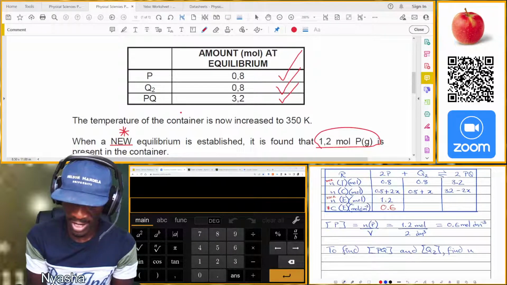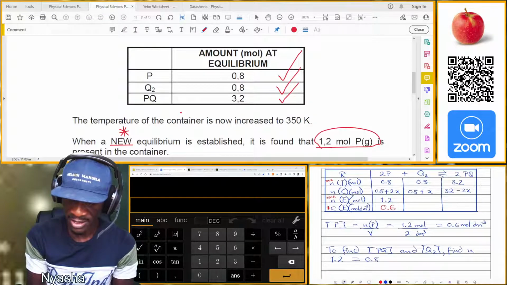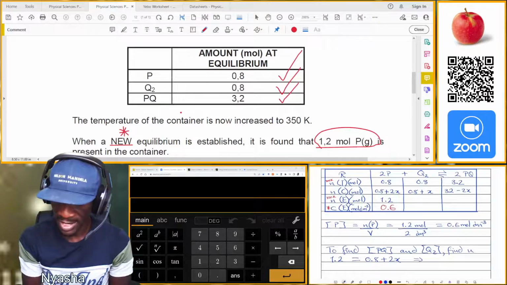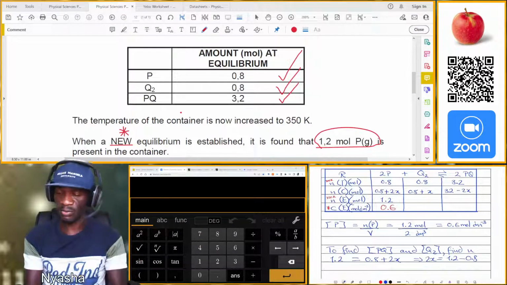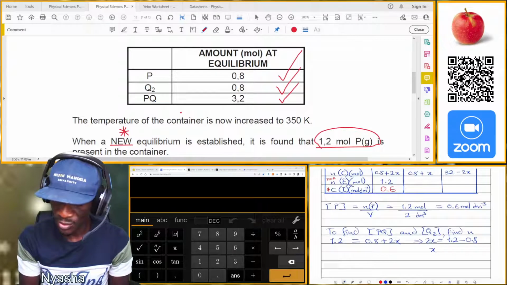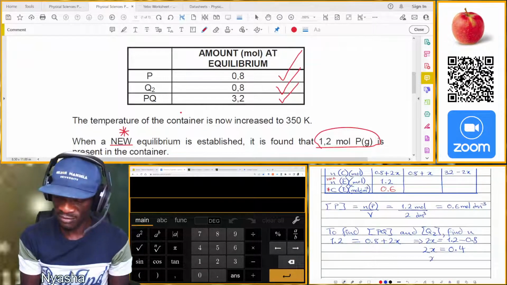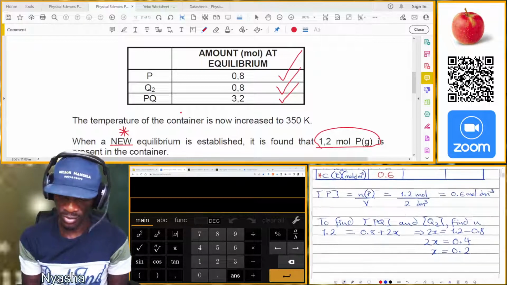We already know that 1.2 is the result that you get when you add 0.8 plus 2x. Then you get 1.2. So this implies that your 2x is equal to 1.2 subtract 0.8. And what is your 2x therefore equal to? 0.4, isn't it? So what is your value of x? Your x is actually 0.2. Does that make sense to you?